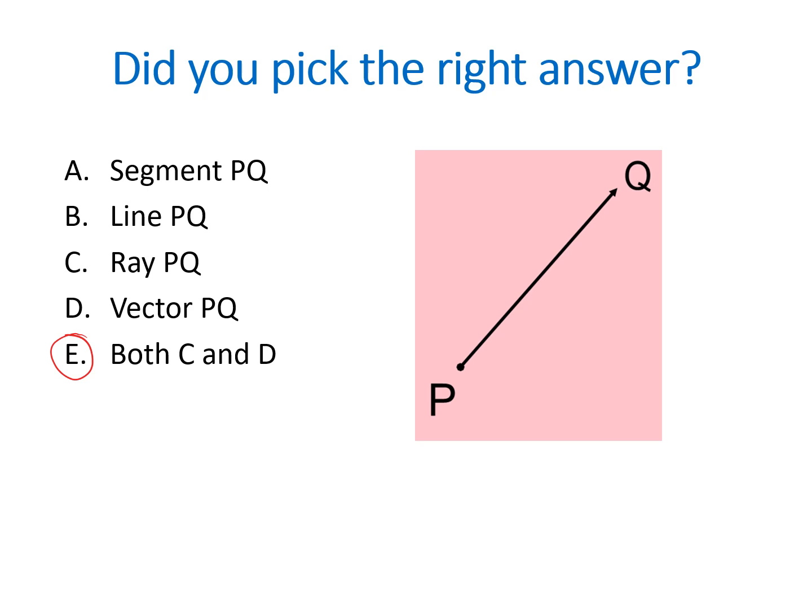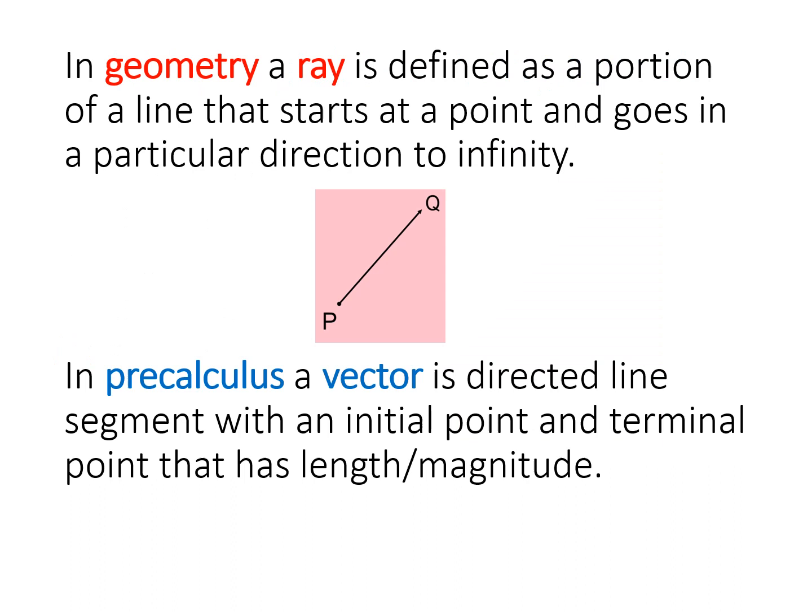This shape, symbol, whatever you want to call it, can be considered a ray as well as a vector. So in geometry, the definition of a ray is a portion of a line that starts at a point and goes in a particular direction to infinity. So it doesn't stop. You may remember that from when you studied geometry.